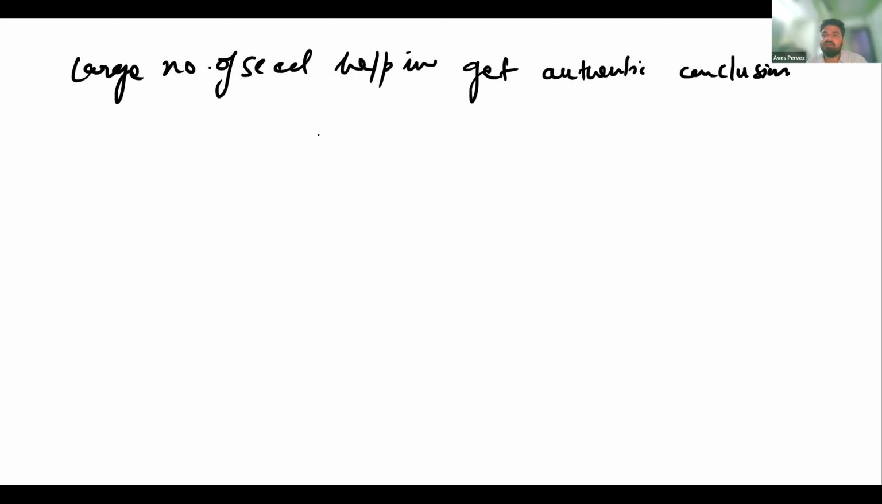Are you getting my point? Yes, sir. So why did Mendel choose the pea plant for his experiment? First of all, pea plants have a short lifespan. The very important thing is that it has a short lifespan. What is the benefit of a short lifespan? That several generations can be studied in a short span of time.